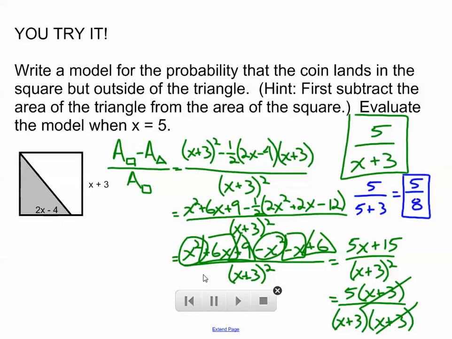So if x equaled 5, the probability that it lands in this unshaded region would be 5 out of every 8 times. Remember that when it was shaded, we got 3 out of 8. 5 over 8 plus 3 over 8 is 8 over 8. And that's what should happen with probability.